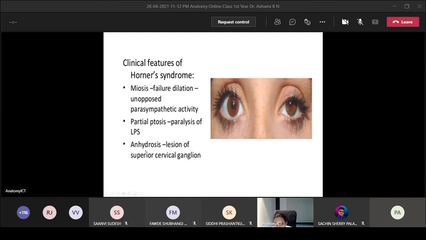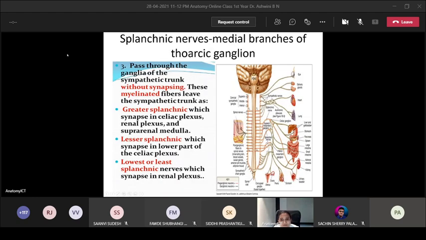Then anhidrosis, and reduced secretion from the lacrimal glands. There are reduced tears and absence of the ciliospinal reflex. That is, when we pinch the nape of the neck, the pupil will not dilate. That is the ciliospinal reflex.